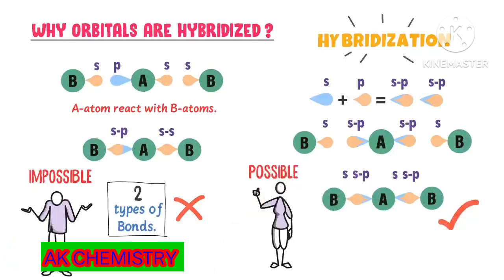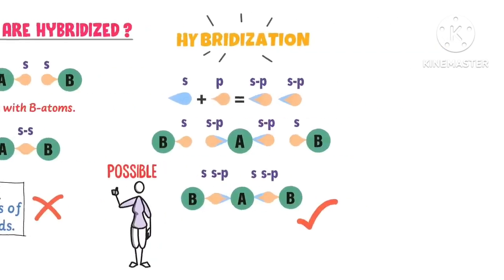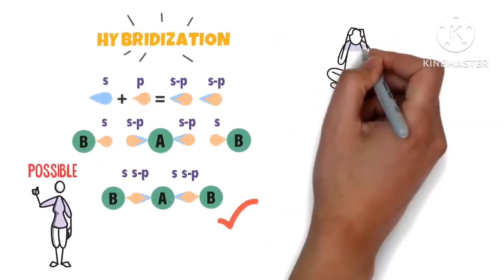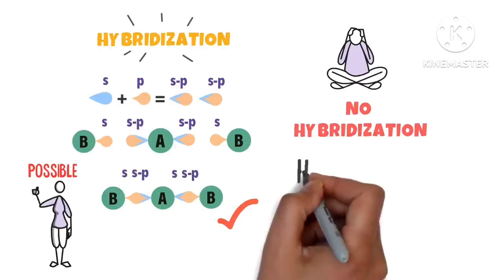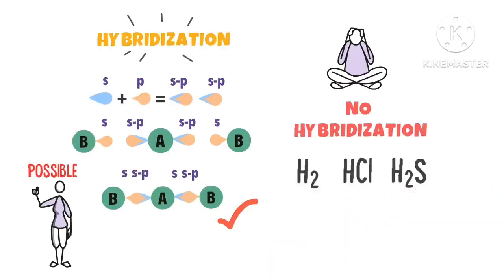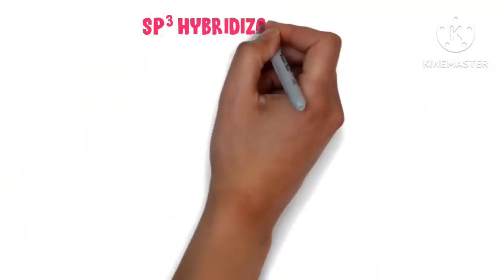Also remember that hybridization of atomic orbitals does not take place in every molecule. For example, no hybridization occurs in the atomic orbitals of molecules like H2, HCl, H2S, etc. Now let me explain the hybridization of atomic orbitals of carbon. Firstly, learning sp3 hybridization of a carbon atom.